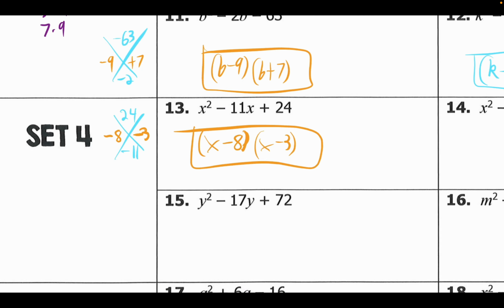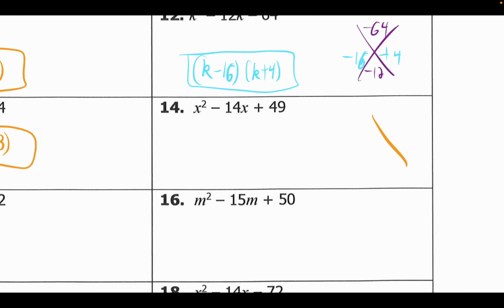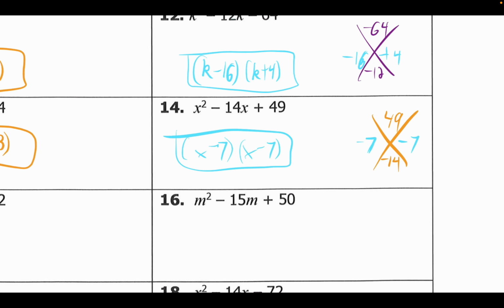Then we're going to do number 14 now. 49 on top, negative 14 on the bottom, negative 7 on the right and on the left. So we're going to have x minus 7 in one, x minus 7 in the other. And just like we had earlier, we could write this as x minus 7 quantity squared if you prefer. And once again, I really don't care which of the two you write it as. So just pick whichever one floats your boat.